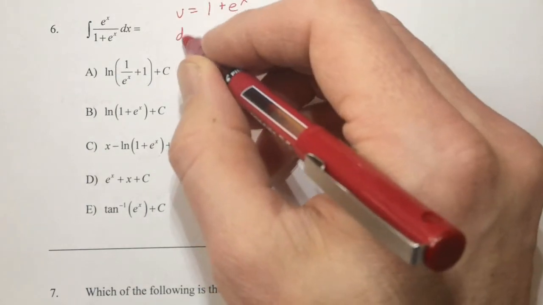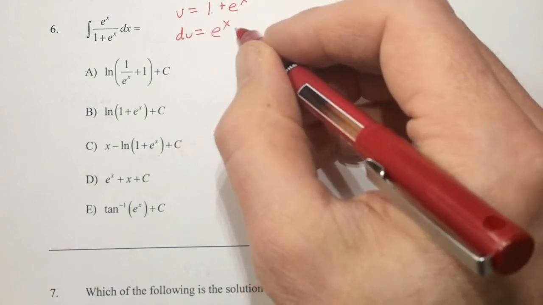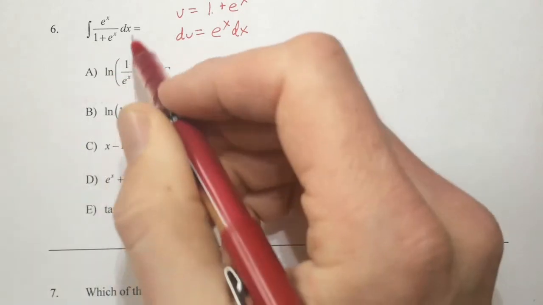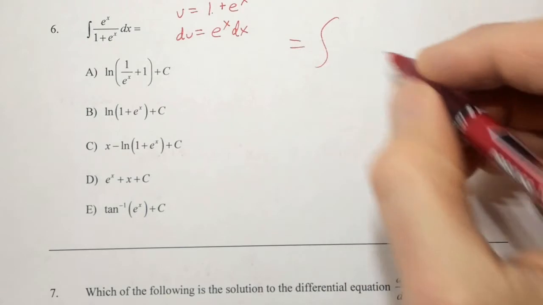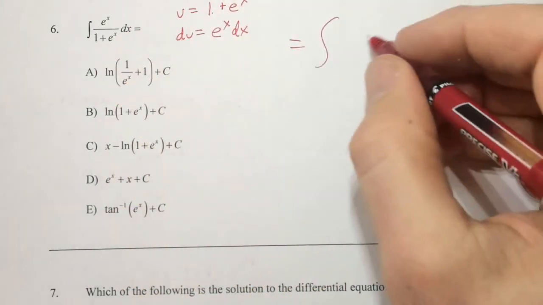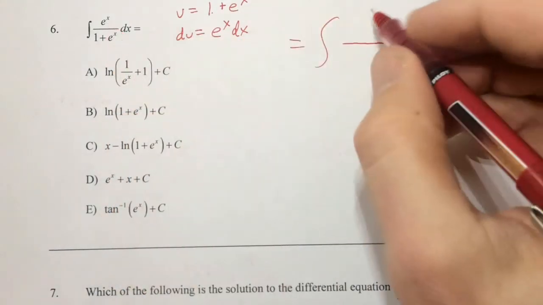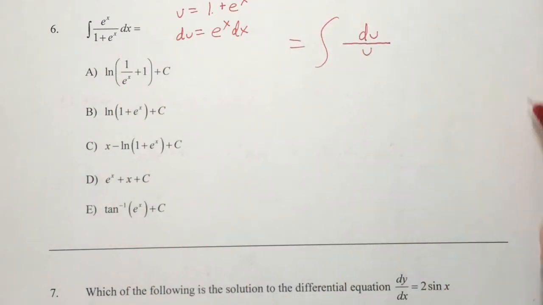But that's okay because the derivative of u, well, 1 derives to 0 and e to the x derives to itself. So the derivative of u will be e to the x dx. And lo and behold, that's exactly what we have. So our antiderivative turns into, well, we have a fraction bar, which was not part of u and du at all, so we need a fraction bar. And then we have e to the x dx, which is replaced by du, and 1 plus e to the x, which is replaced by u.